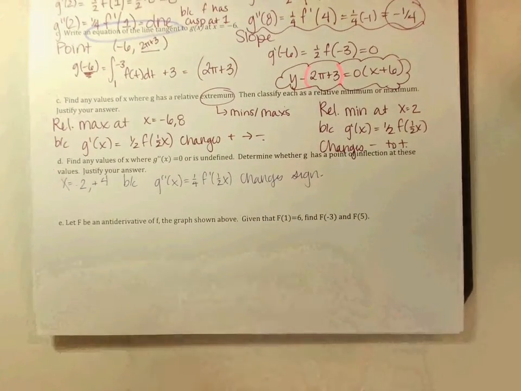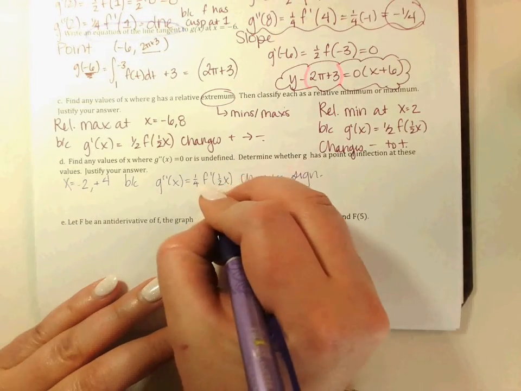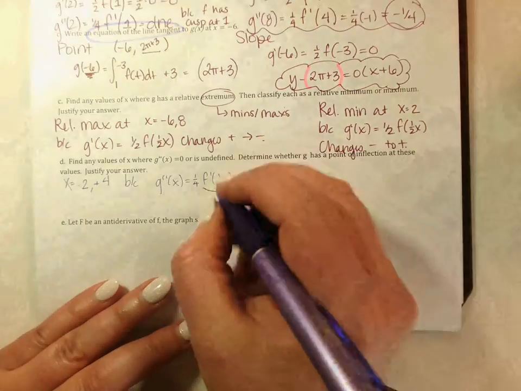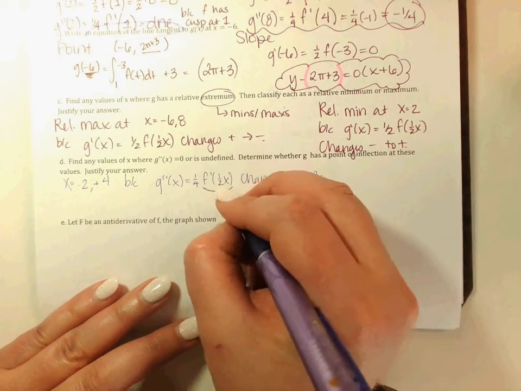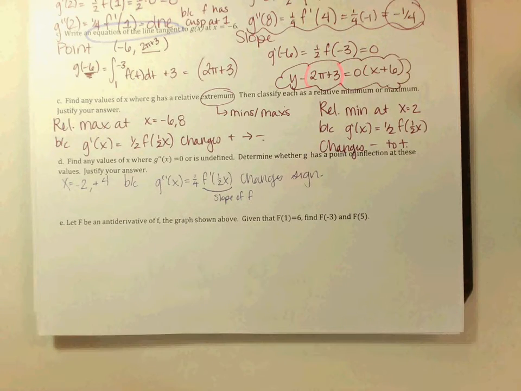How do I know what f prime is? Aren't you supposed to write slope of f? Yeah, I'm going to put it right here. Okay, remember, f prime is the slope of f. Also, you can just erase.